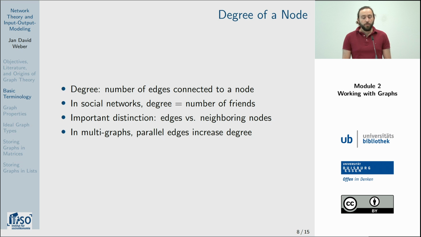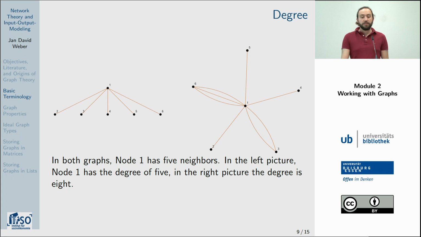And really, really, really important here is that you have to differentiate between edges and neighboring knots. Because in multigraphs, parallel edges increase the degrees, but not the neighboring knots. And this looks like this here. If you look at knot 1, in both cases, we have 5 neighboring knots. On the left side, you have the knot 1 connecting to knot 2, 3, 4, 5, and 6. And on the right side, here in the star in the middle, is also knot 1.